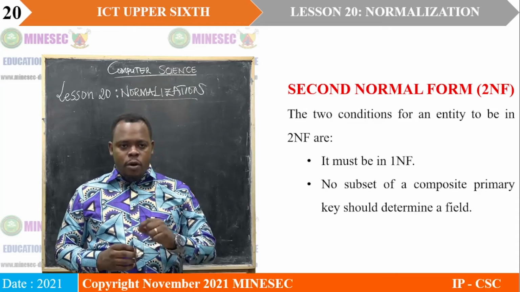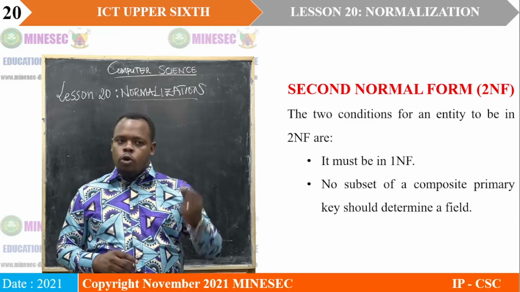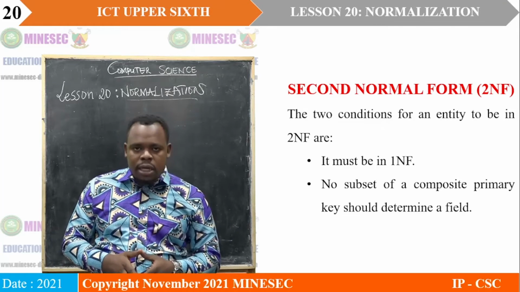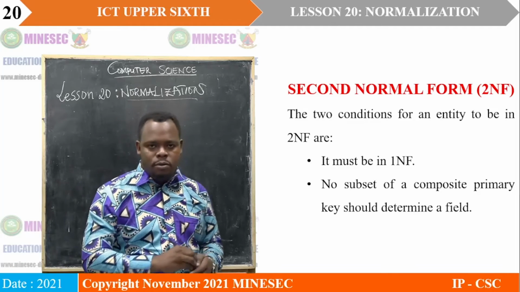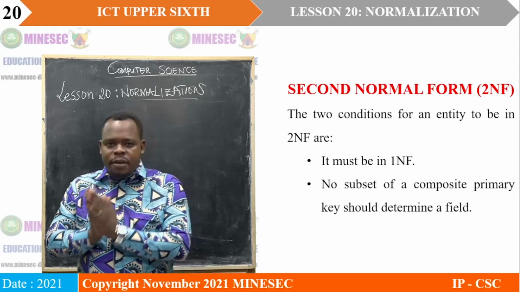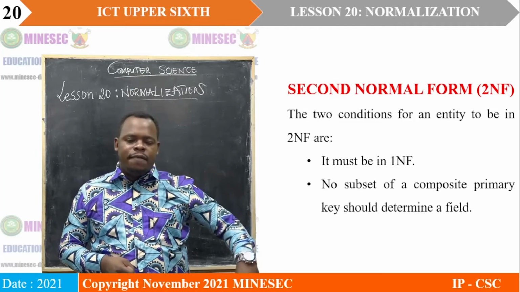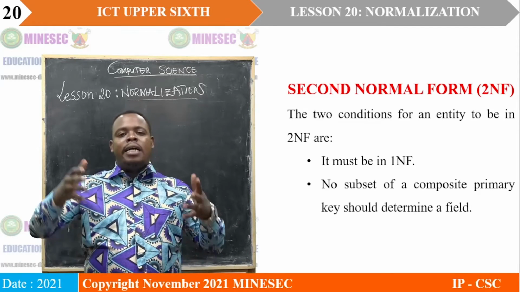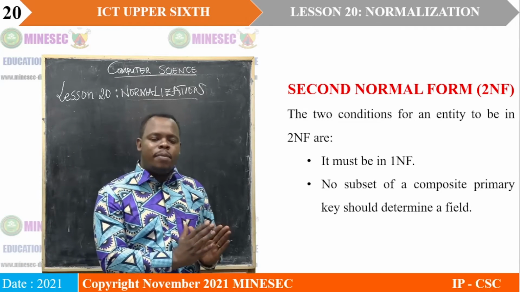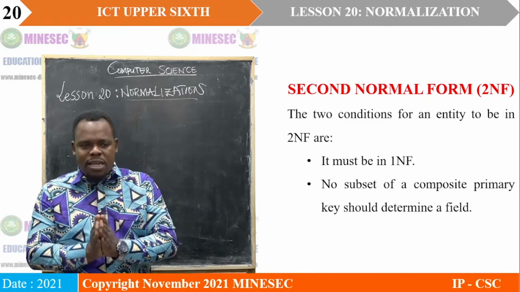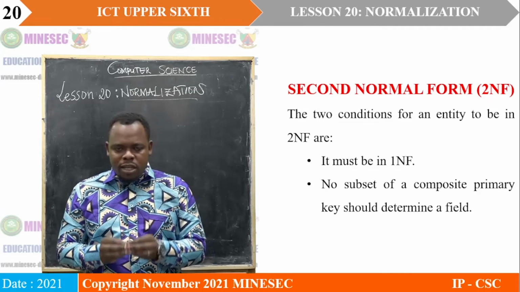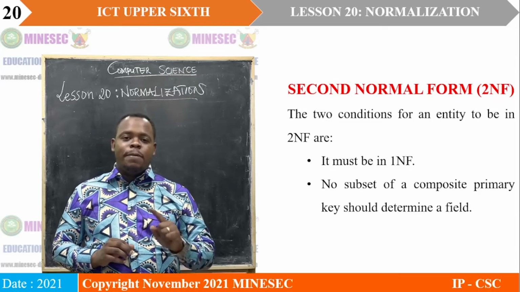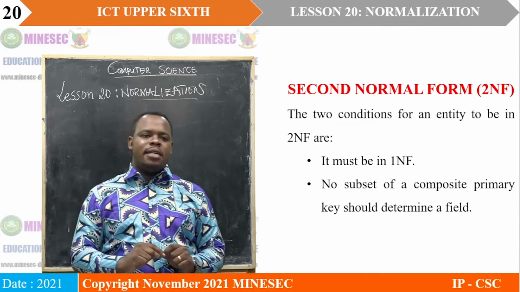And now no subset of a composite primary key should determine a field. No subset of a composite primary key should determine a field. It means that all the non-key fields should be determined by the primary key of your table. It means that there must be functional dependency between the non-key fields and the primary key in your table. Those are the two most important conditions for a table to be in second normal form. I repeat, the first condition is that it must be in first normal form. And the second condition is that there should be functional dependency between the non-key fields and the primary key field.